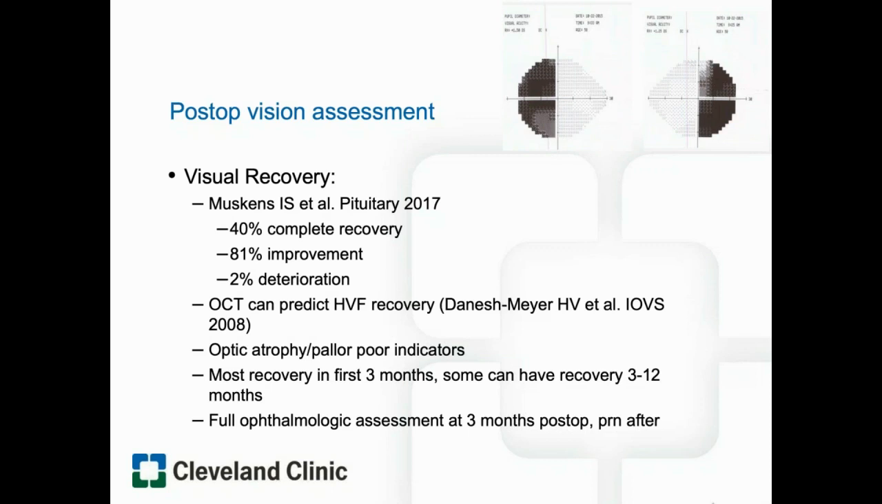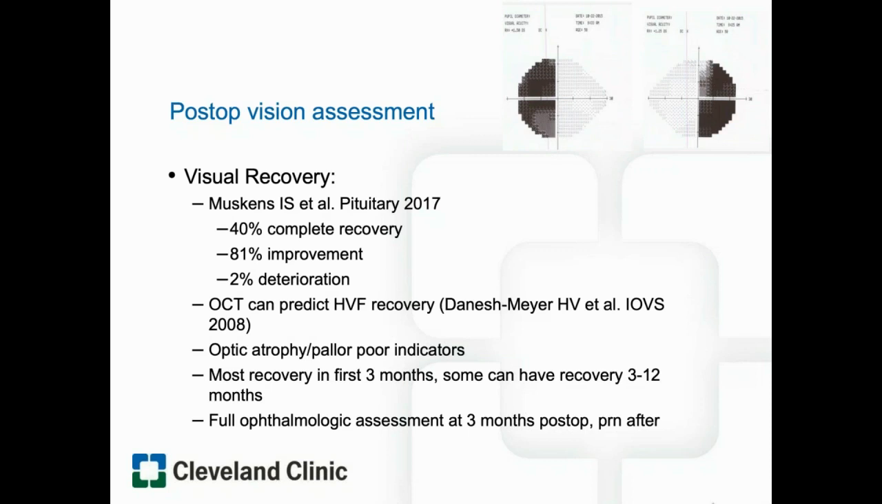That being said, the majority of patients do get improvement. In the literature, in terms of Humphrey visual fields, about 81% of people get improvement. 40% of those are actually complete normalization. About a couple percent may have some worsening in their peripheral vision.